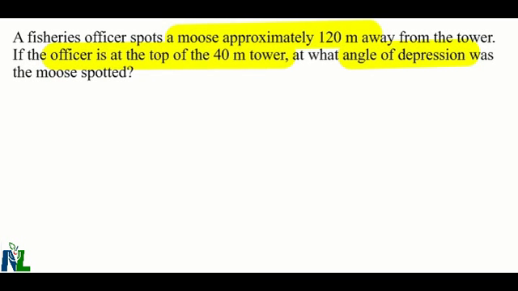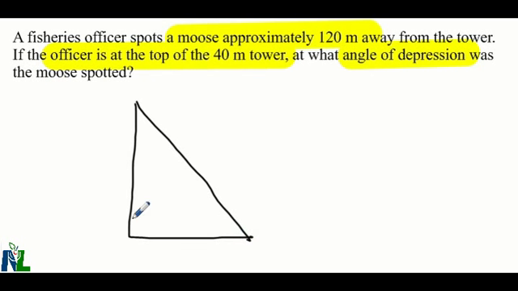So let's think about, we are looking at trigonometry. So let's draw a right angle triangle and try to fit the information to the right angle triangle. Well, let's draw a triangle, and let's put our right angle in our triangle. Now, we can draw a right angle triangle here because we assume the tower stands straight up. And that tower, where the fisheries officer is located, is 40 meters high. So we'll label our tower as being 40 meters high.